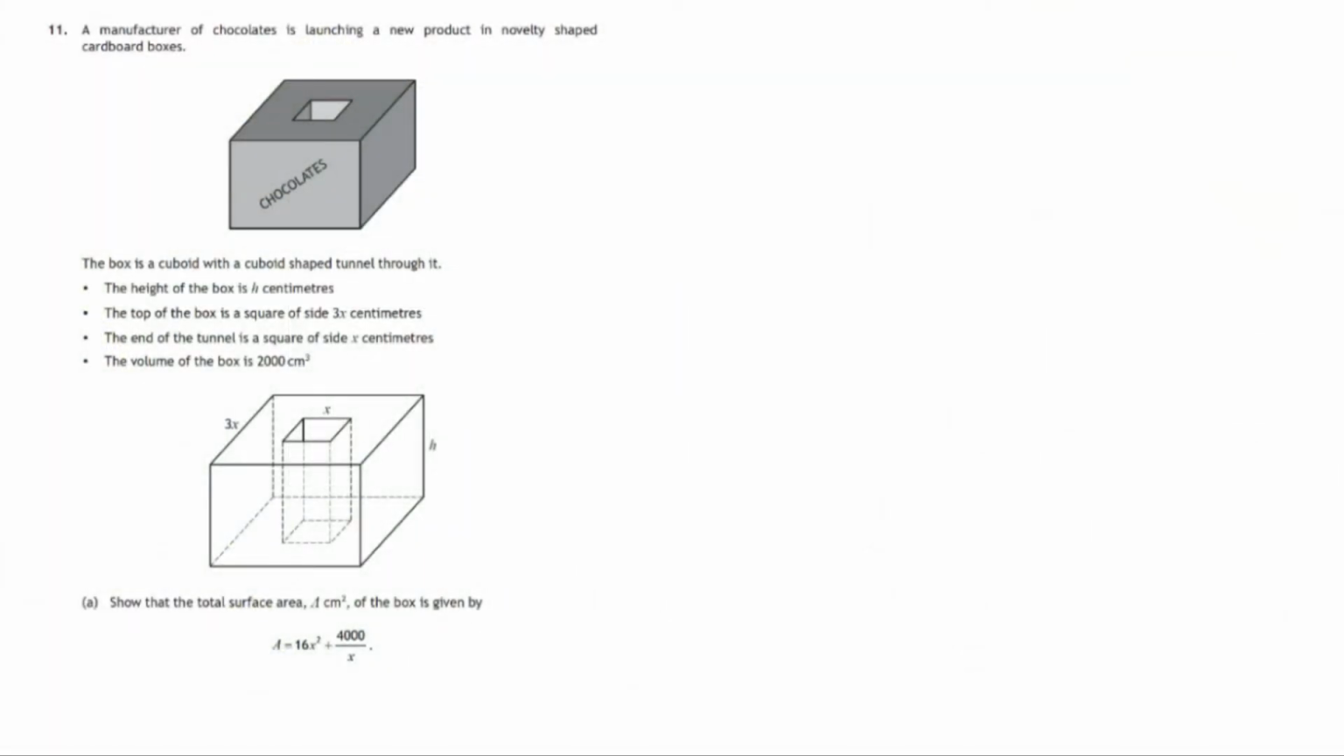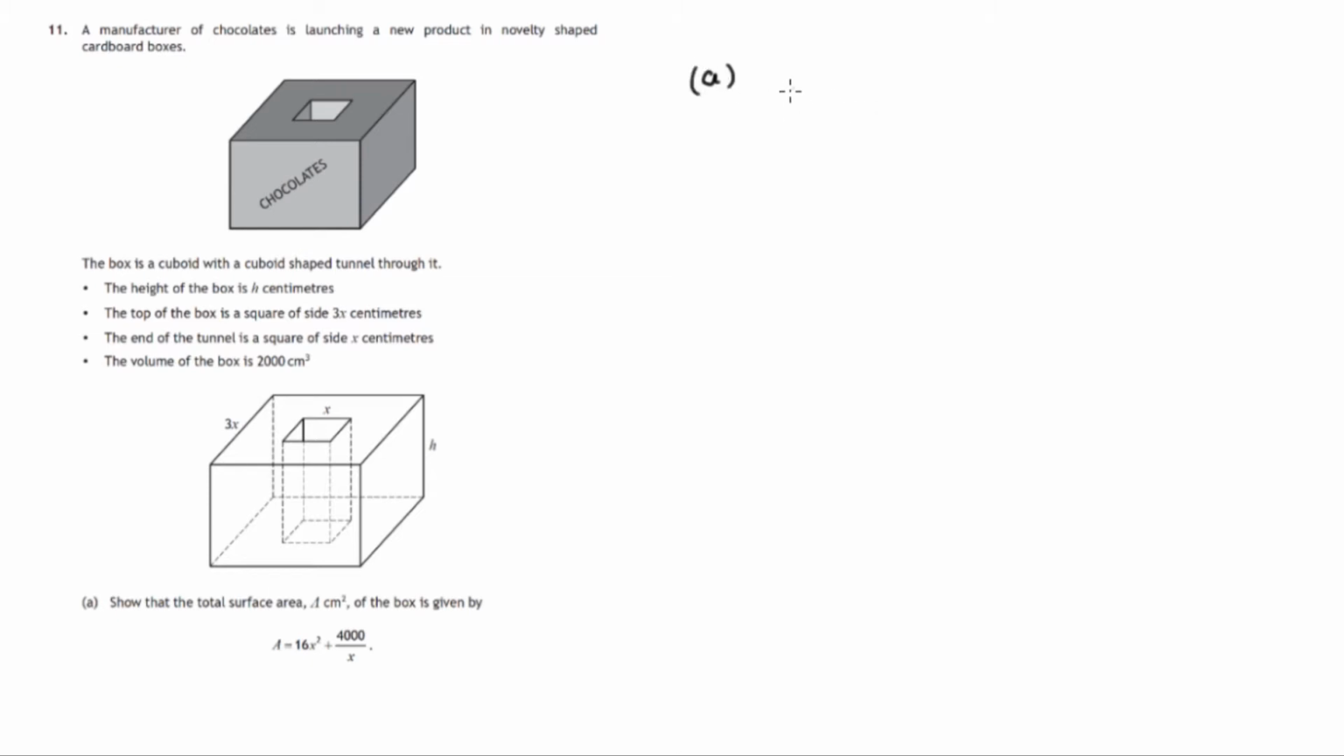Mr. Corsey here. In this question we're shown a box of chocolates with a hole in the middle and various dimensions given. We're going to start off looking at this information. The volume of the box is 2000 cubic centimetres. So that's the whole box minus the hole in the middle.